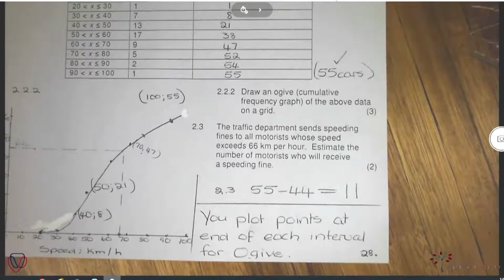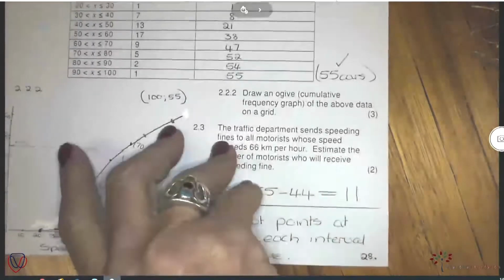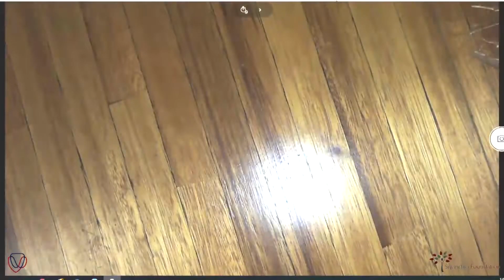Right, people, that was our frequency table and our ogive. The one that is left, there's one left, stopped at the right time, no?